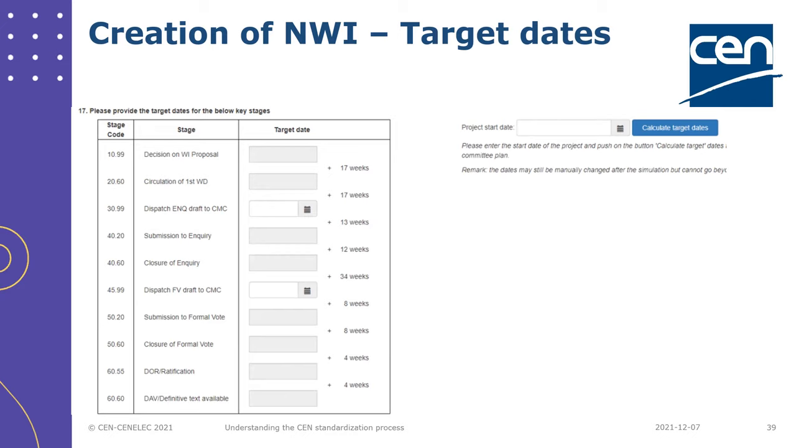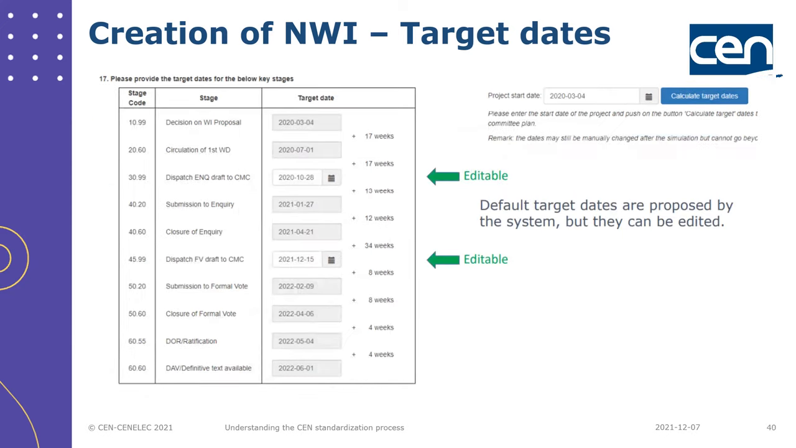And you need to insert below the target date to dispatch the formal vote draft to CCMC. And this is just an example. Once you insert these dates in these three fields, the tool will automatically calculate all the other dates. And this can be very useful for you because in the last column you can see precisely the number of weeks allocated between the different stages.